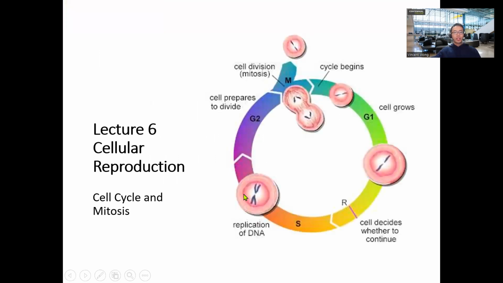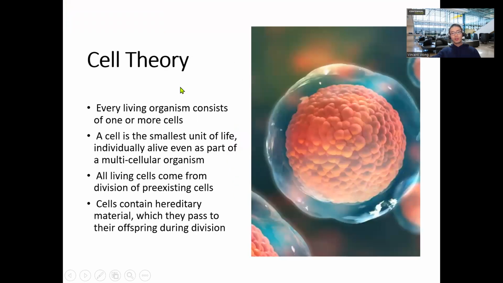Moving on. Next, we're going to talk about the cell cycle and mitosis. Now, in lecture 3, we learned about the cell theory. So here are the 4 parts of the cell theory again. Every living organism consists of 1 or more cells, the cell being the smallest unit of life. And the 3rd and 4th points here are what we are focusing on in this particular lecture. The 4th point: cells contain hereditary material which they pass to their offspring during division.